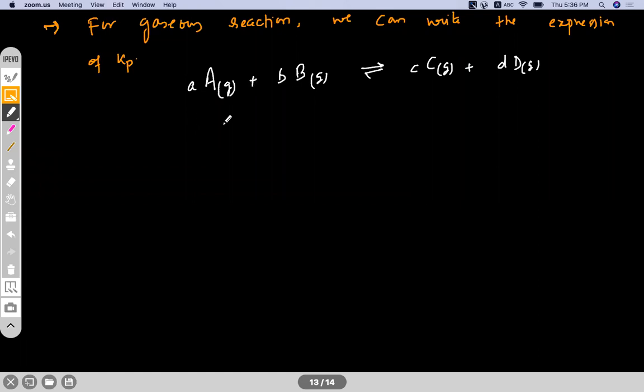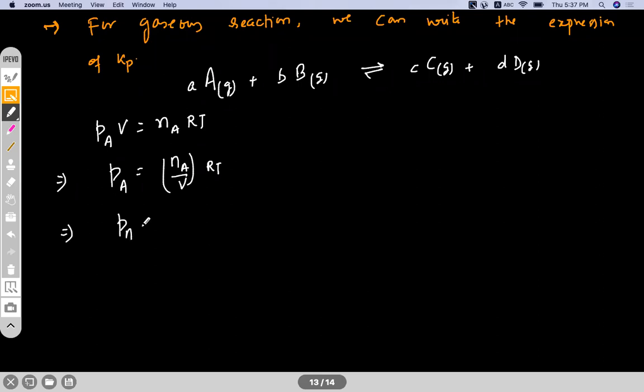Because the reaction is taking place in a container, the volume is fixed. So for A, what we can write: partial pressure of A into V is equals to Na RT, isn't it? PV is equals to nRT, we can apply for gases. If I write down partial pressure of A, it is Na by V into RT. What is Na by V? It is mole per liter, it is concentration. So PA is equals to the concentration of A into RT.